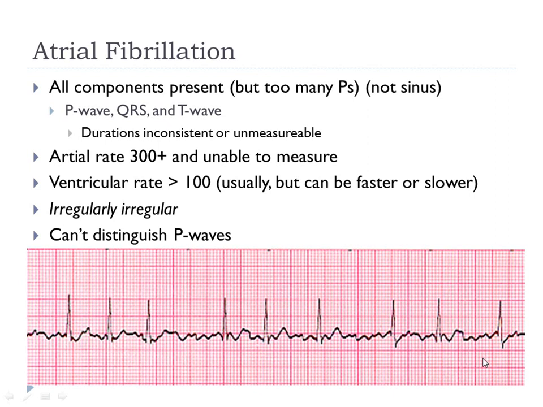So you may have an atrial rate of 300 plus. You see all this junk here? This is fibrillation of the atrium, so that it might fibrillate 300 times a minute.